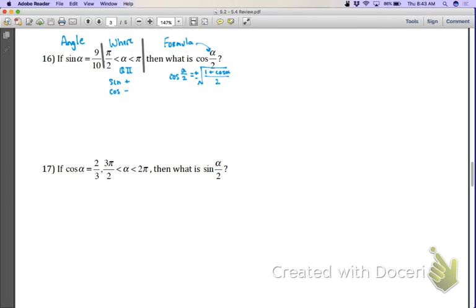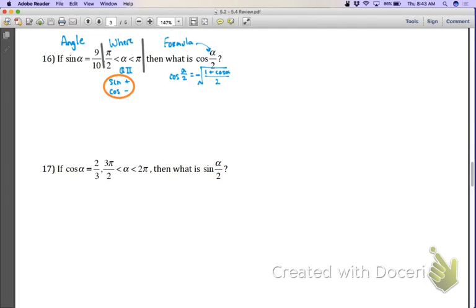Now, I can go ahead and figure out what this is going to be, because what did we already put right here? What is cosine going to be? Is it going to be positive or negative? It's going to be negative, right? So then I can go ahead and get rid of that positive and just make it negative, because it's in quadrant 2.